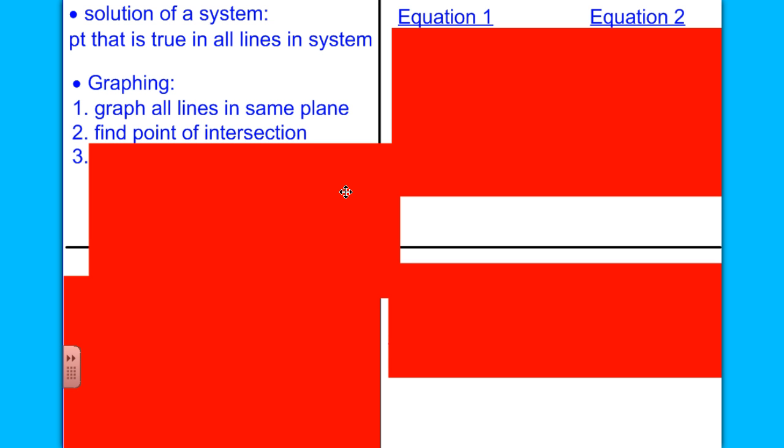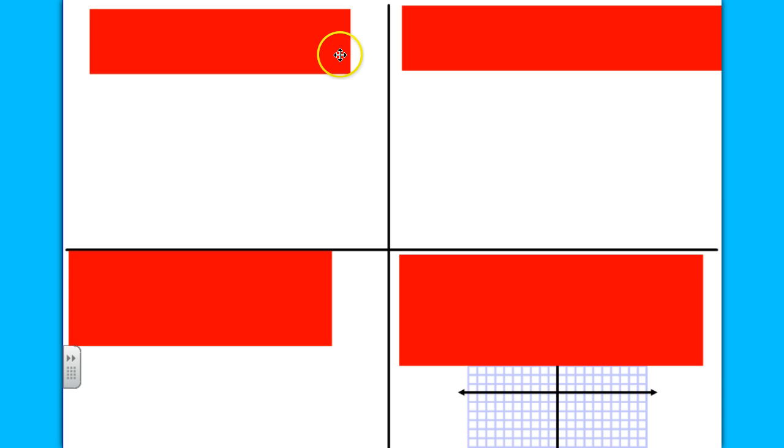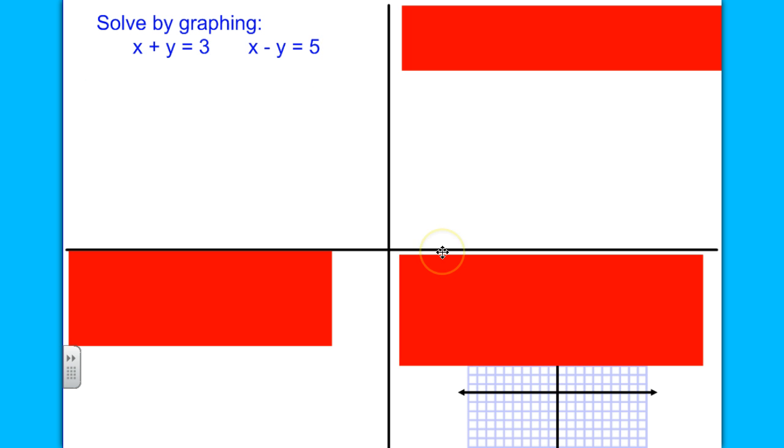And then what is the third step that confirms you have the solution? The third step. Jimmy? You test it where? Good job. He says check it in the original equations. Plug it in, right? Make sure it's true in the 2 original. So let's go ahead and solve this system by graphing.